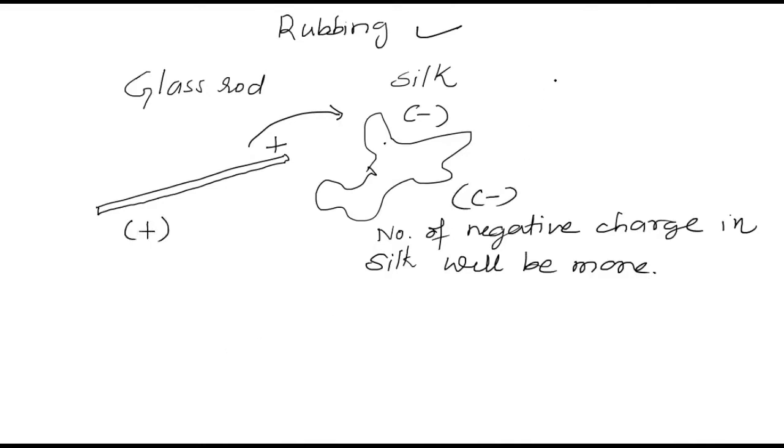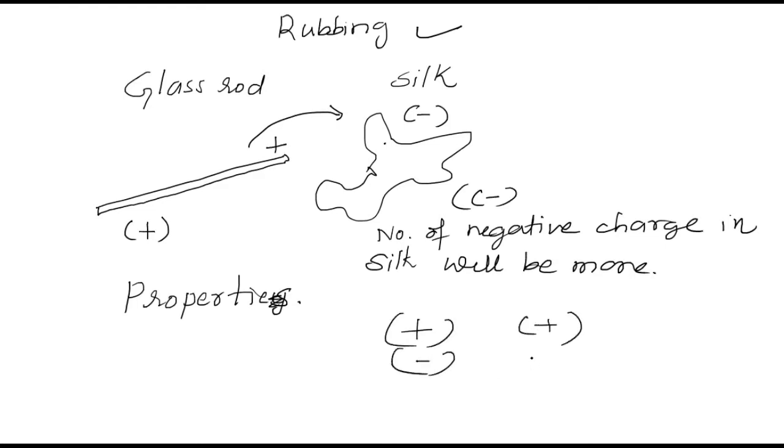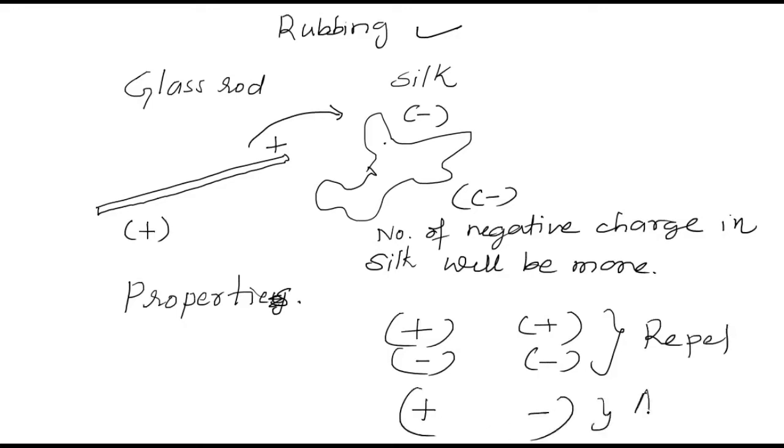Understood? And then we have understood that these charges have properties. And what is the main property of these charges? Like charges, if you bring plus and plus or minus and minus, they repel. And if it is unlike charge, they attract.